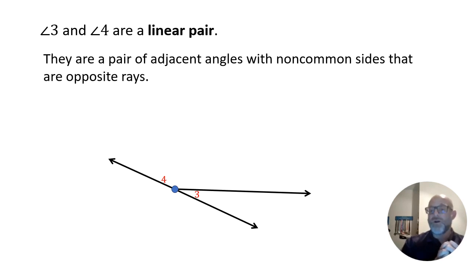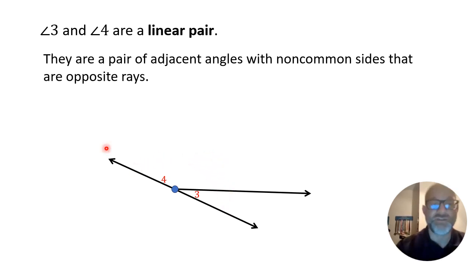Angles 3 and 4 are a linear pair. Let me give you my definition first. A linear pair are two adjacent angles, which you recall from the last slide means they have a common side. They are right next to each other. And their angle measures, if you sum them up, will be 180 degrees.